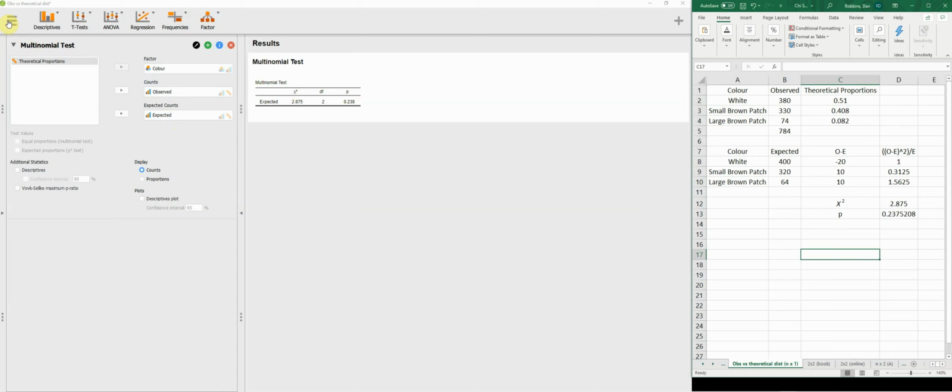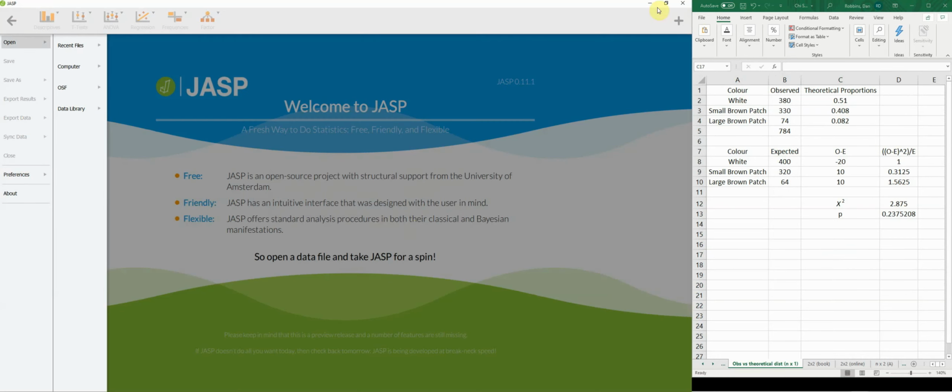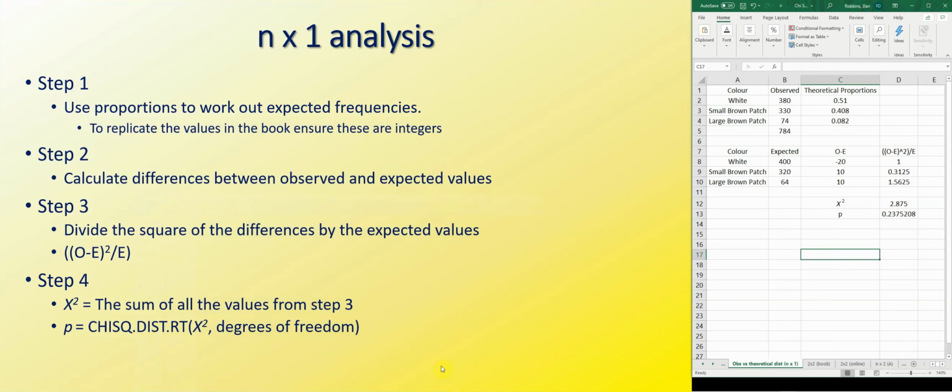Obviously much quicker when we use JASP, but the advantage of going through the process in Microsoft Excel is you understand the steps that it takes to get to the end result. I'm just going to close this down so that JASP is ready for our next example and come back to the slides.